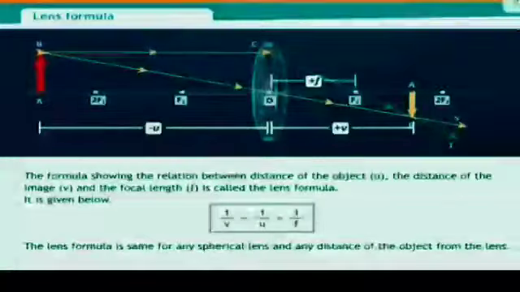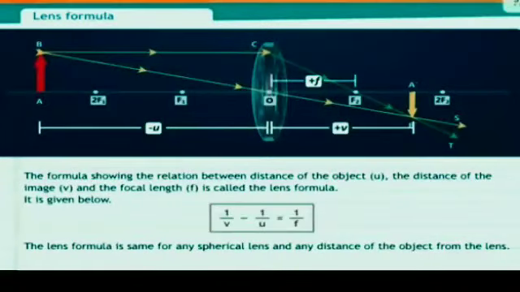Next is the lens formula. The formula showing the relation between distance of the object u, the distance of the image v, and the focal length f is called the lens formula. And the lens formula is 1/v - 1/u = 1/f.